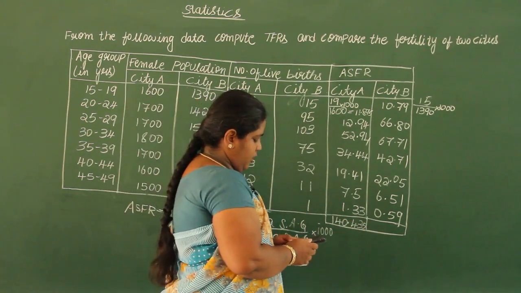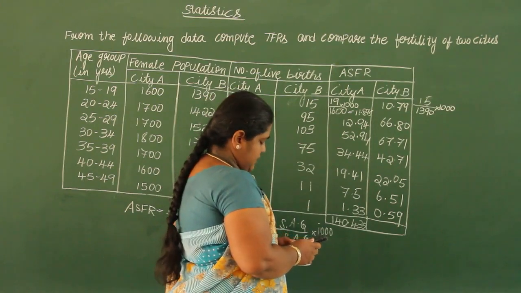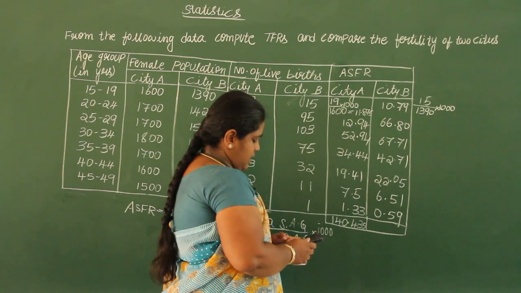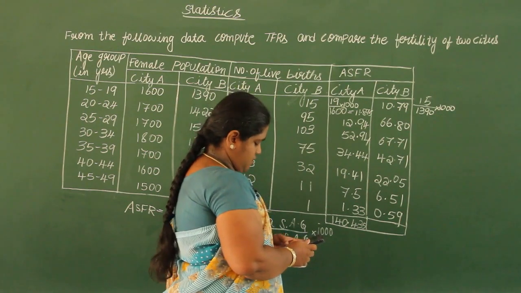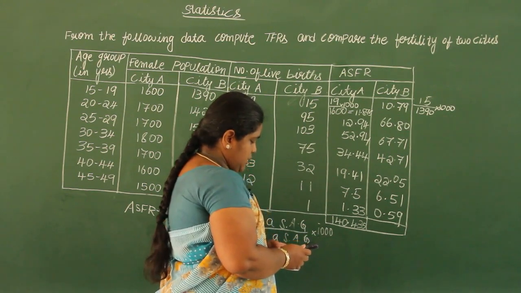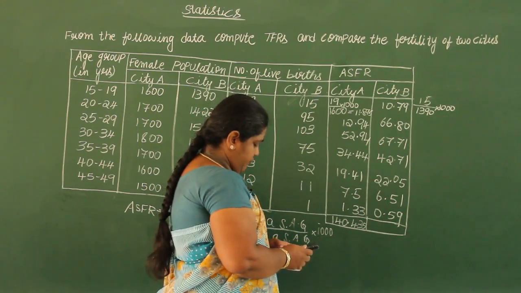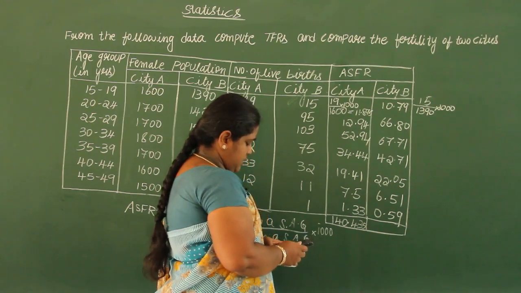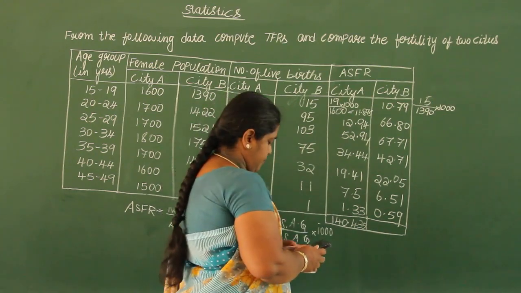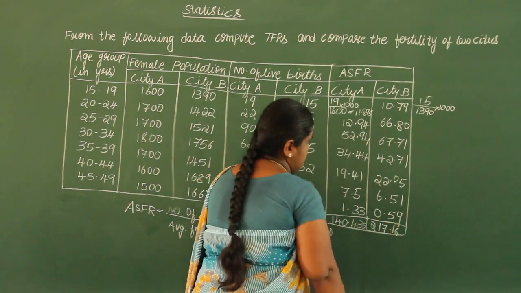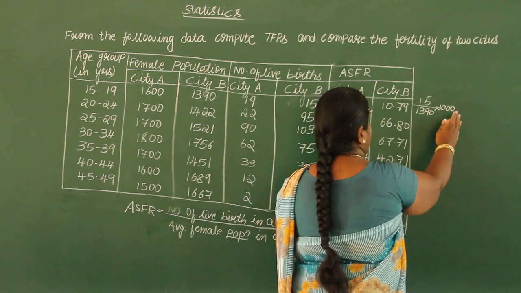Similarly, do about city B. It is 10.79 plus 66.80 plus 67.71 plus 42.71 plus 22.05 plus 6.51 plus 0.59, will get 217.16. Now write the formula of TFR.